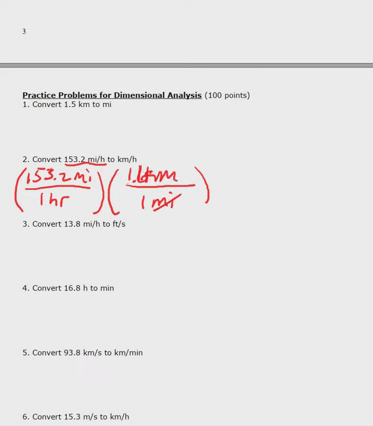The miles cancel, so now we're left with 153.2 per 1 hour times 1.6 kilometers. The miles have been canceled out so they can go by the wayside.